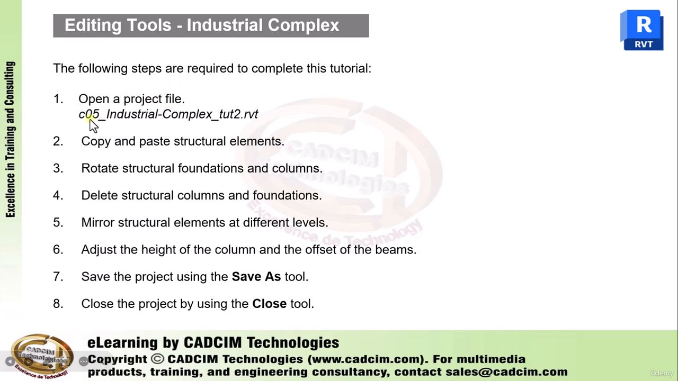Open a project file C05 Industrial Complex Tube 2.rvt. Copy and paste structural elements. Rotate structural foundations and columns. Delete structural columns and foundations. Mirror structural elements at the different level. Adjust the height of the column and the offset of the beams. Save the project using the Save As tool. And close the project by using the Close tool.